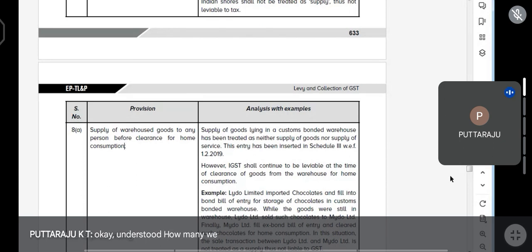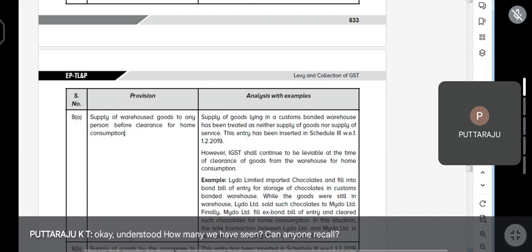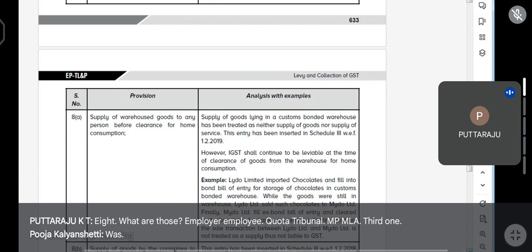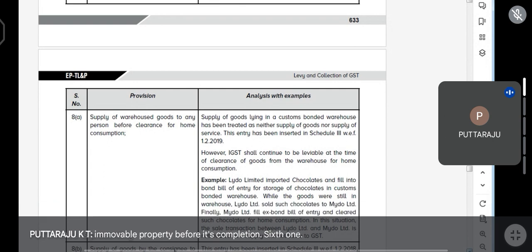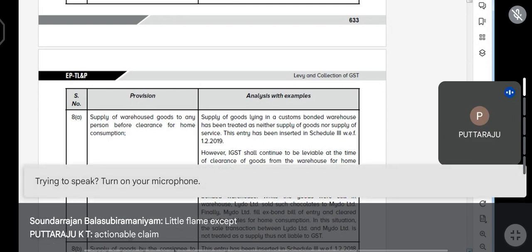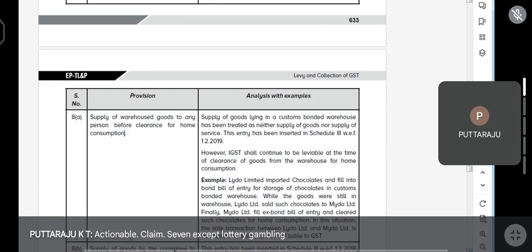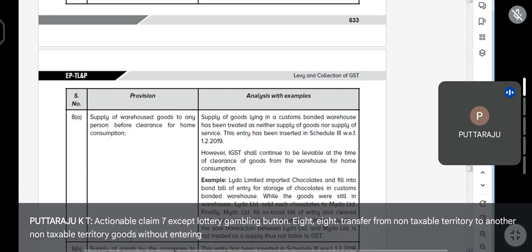How many have we seen? Can anyone recall? Eight. What are those? Employer, employee, court or tribunal, MP, MLA. Third one, fourth one, funeral services. Fifth one, sale of immovable property before its completion. Sixth one, seventh one, actionable claim, except lottery, gambling, betting. 8A, transfer from one non-taxable territory to another non-taxable territory of goods without entering the territory of India. 8A, 8B, like that. Okay.